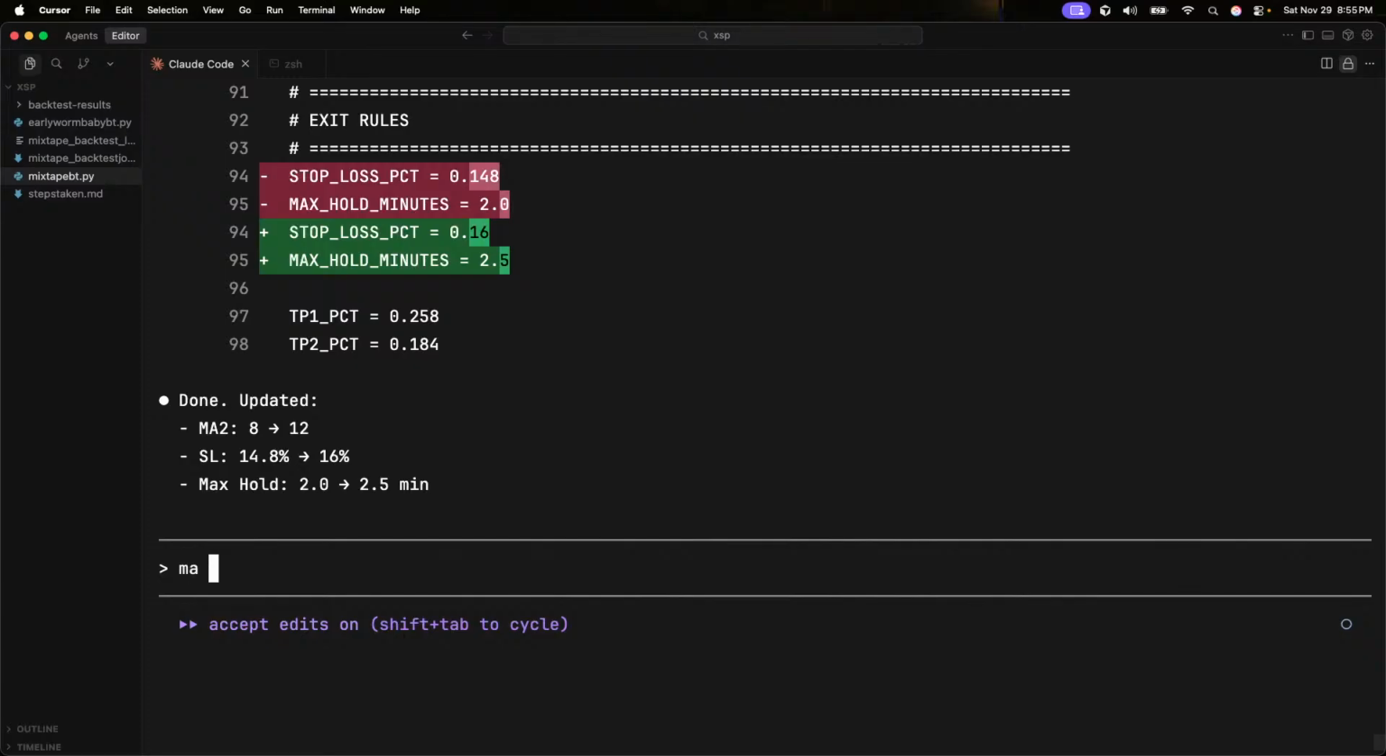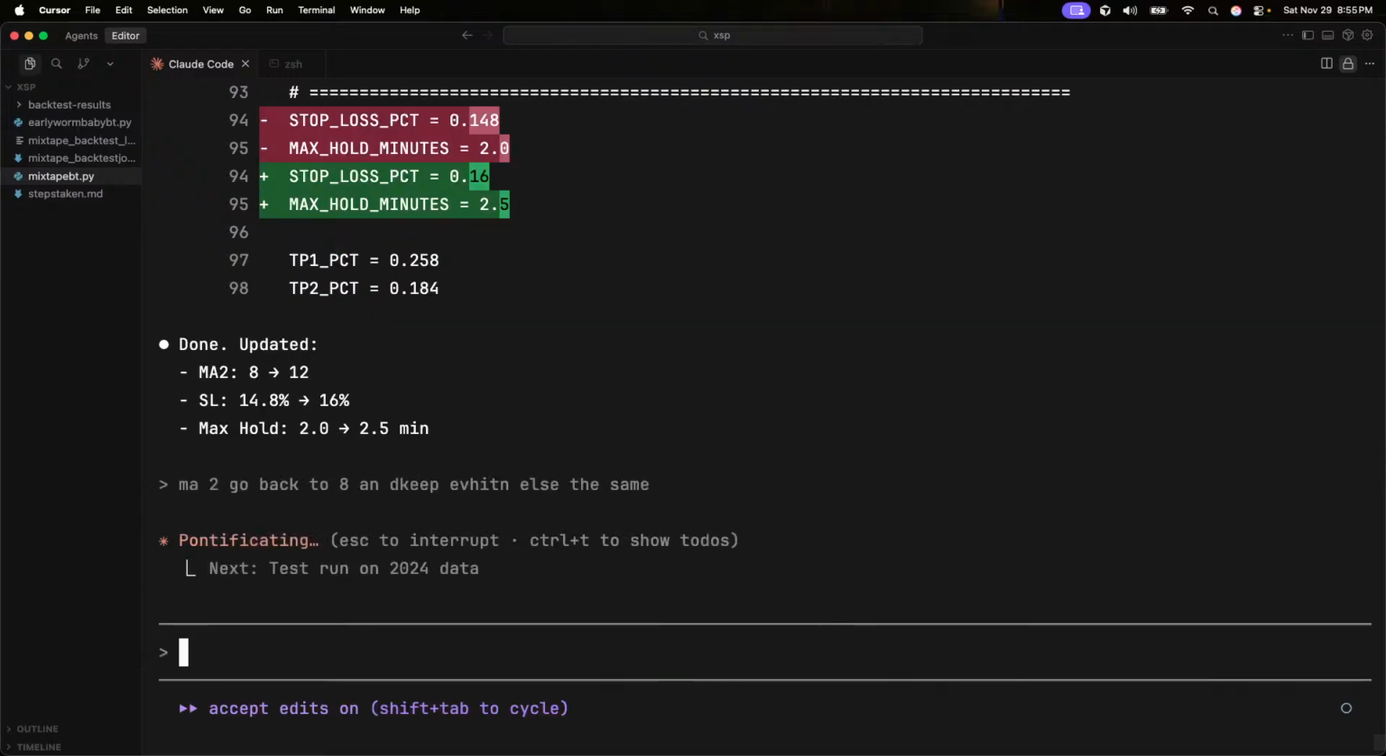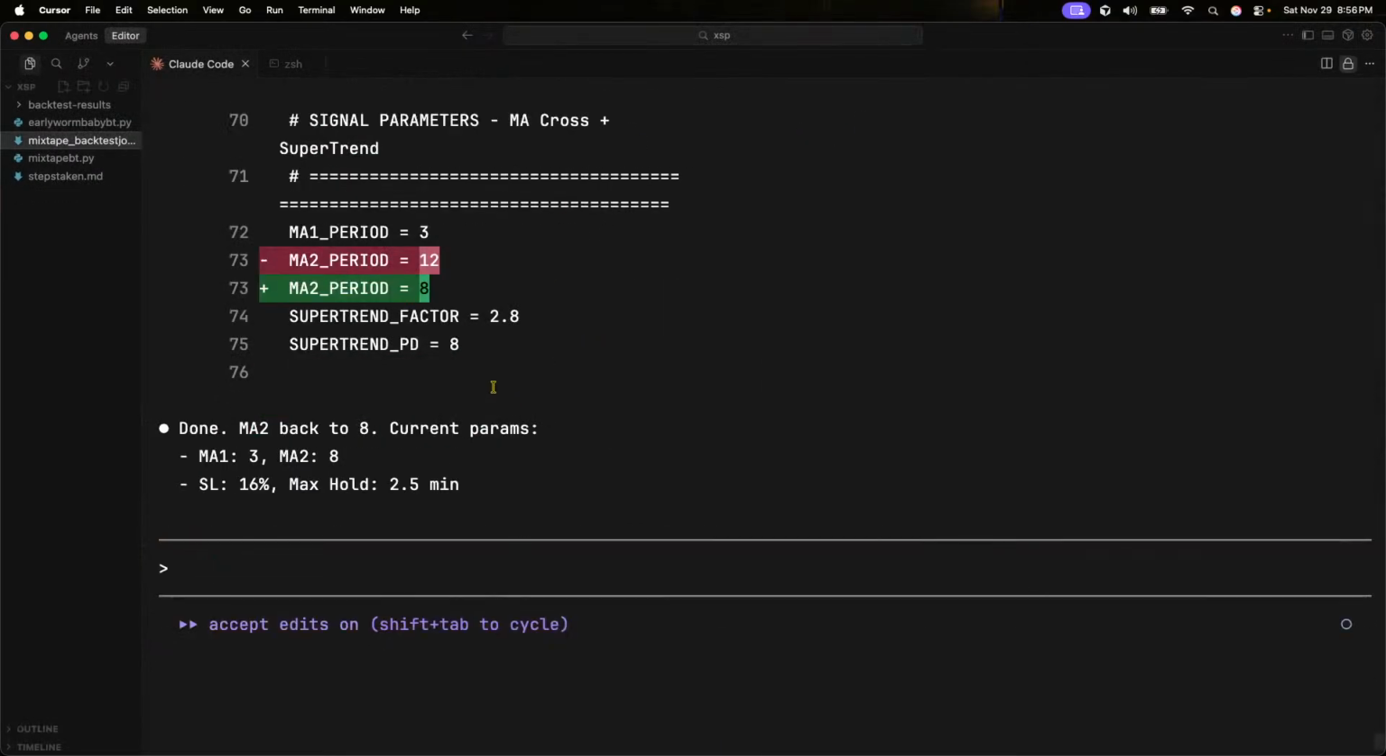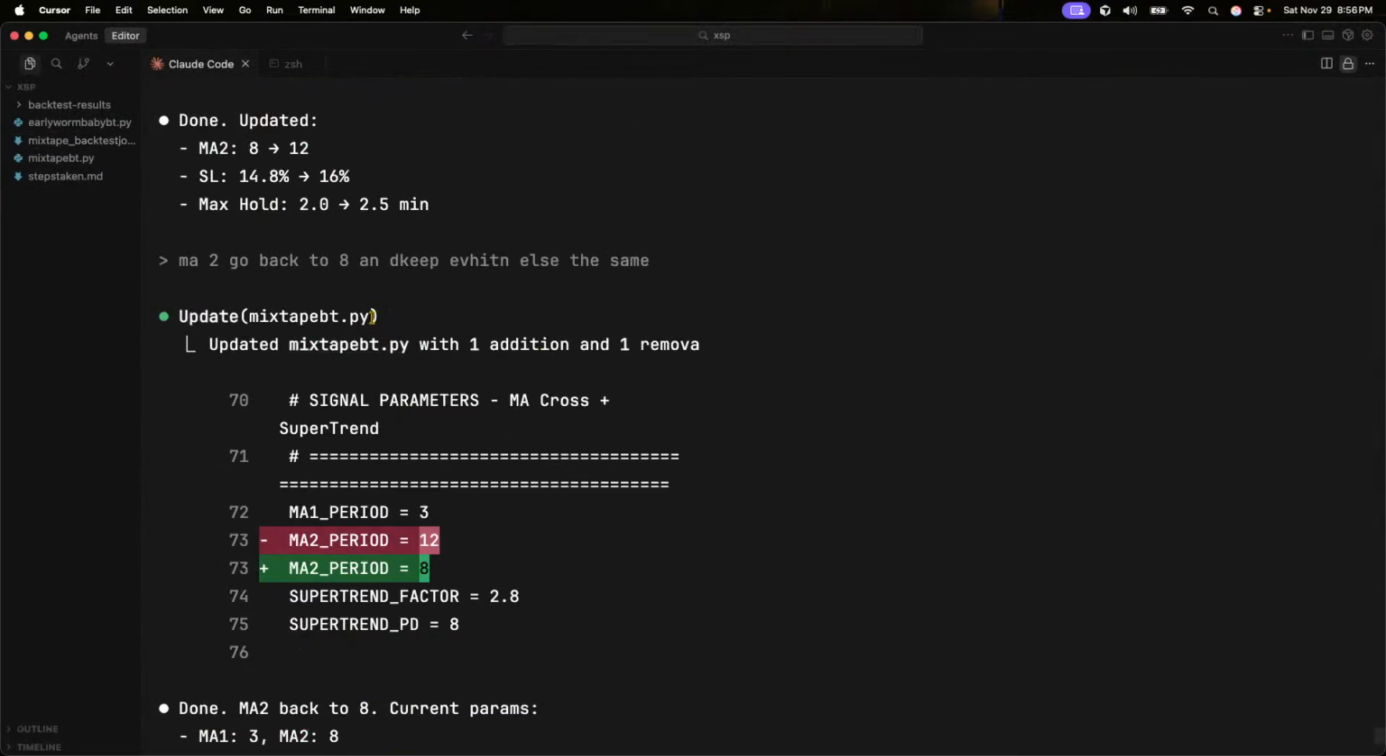That idea didn't hold. You know what I'm going to do? MA2, go back to 8 and keep everything else the same. Let's do that. Let's let it actually run, right, with the initial parameters, and then I'll adjust it accordingly.